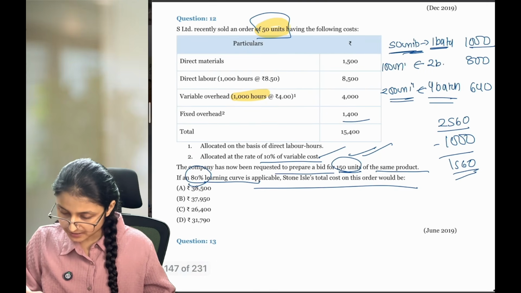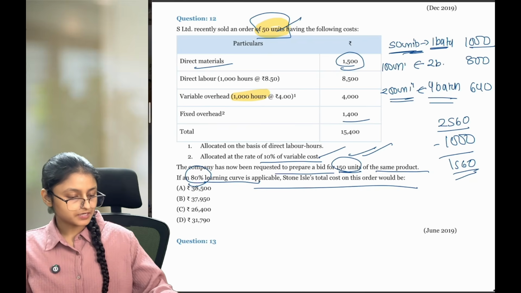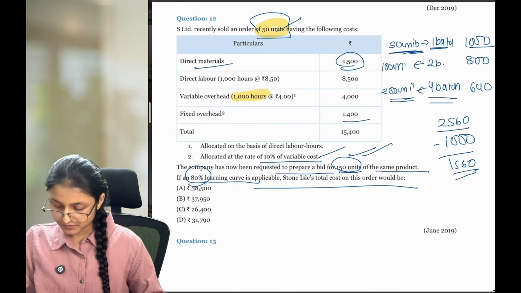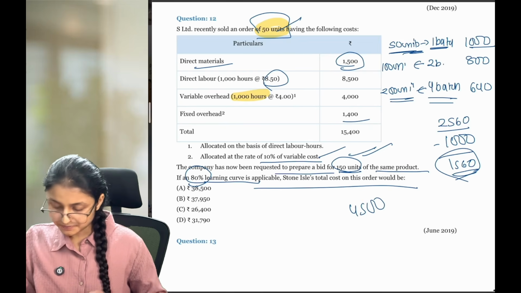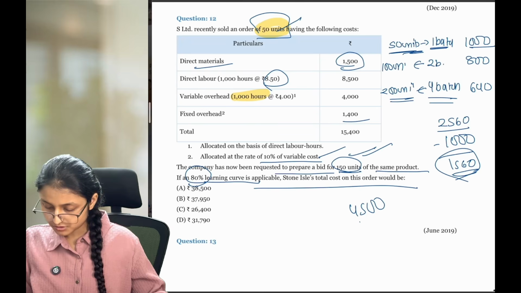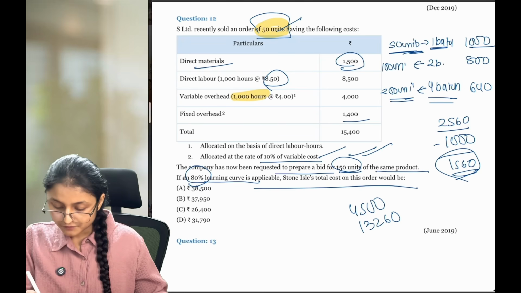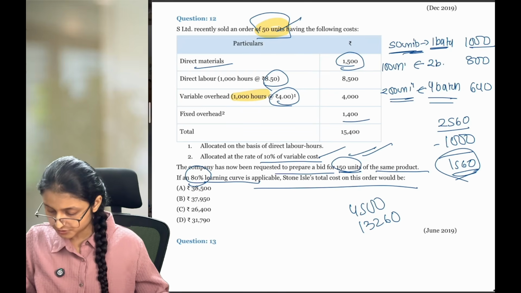Now to just multiply the cost, direct material is 1500 for 50 units. So what will be the direct material cost for 150 units? 1500 divided by 50 into 150 will give you 4500. Direct labor is 8.5 multiplied by 1560 hours. This is equal to 13,260. Then variable overhead is 4 rupees multiplied by number of hours, 1560, will give you 6240.